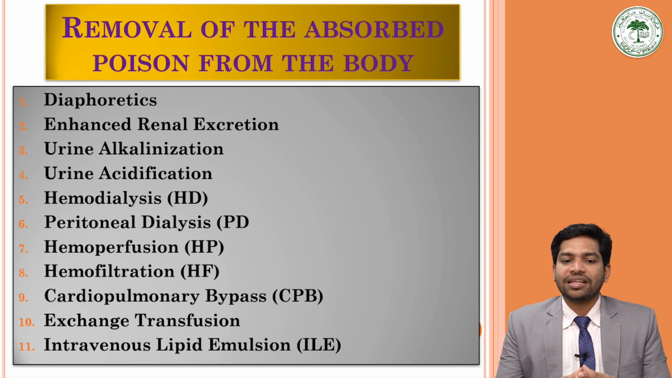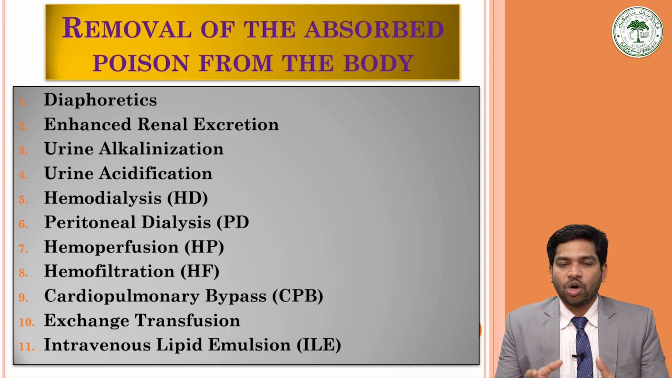Then intravenous lipid emulsion is also a similar thing where the lipid soluble substance will be absorbed or excreted out easily. We will be learning all of them one by one. And another important one is activated charcoal, which is also used to remove the adsorbed poison from the body by its adsorbent property. But we will read the detail of it along with the antidote chapter.